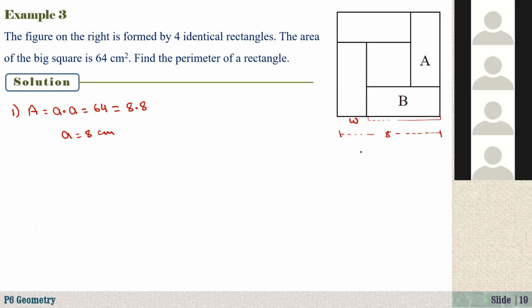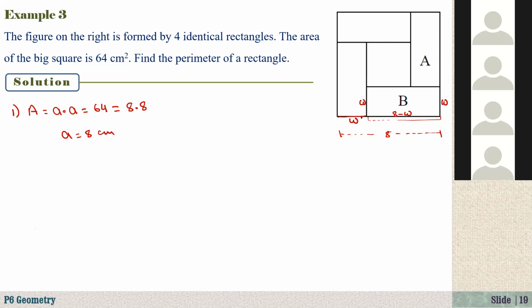Can I say, yes, 8 minus W? It is 8 minus W, right? Yeah, because the total length is 8. If you just cut away W centimeters, the remaining part is 8 minus W. Okay. So actually this is W. Also the width of the rectangle is W.